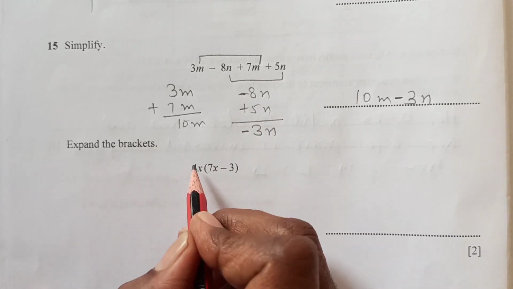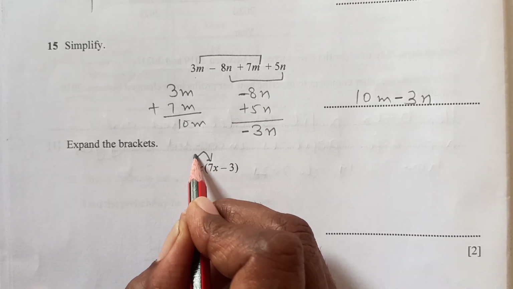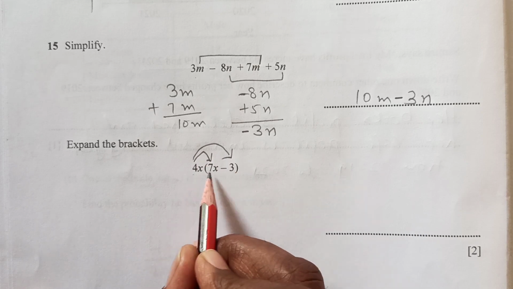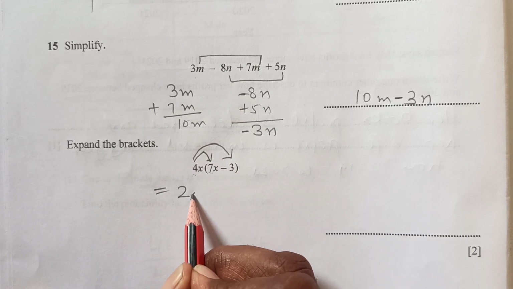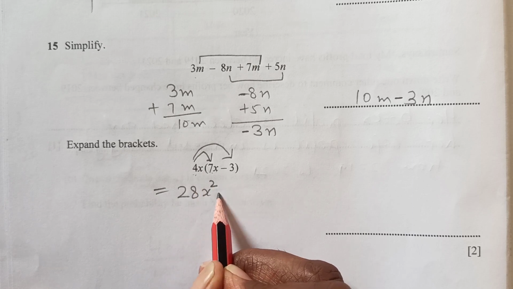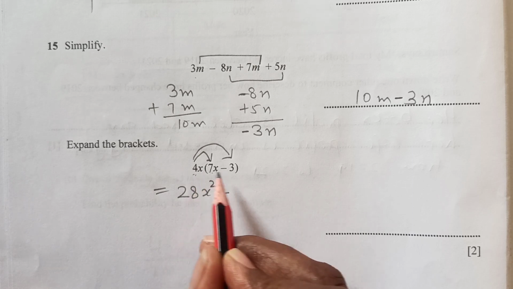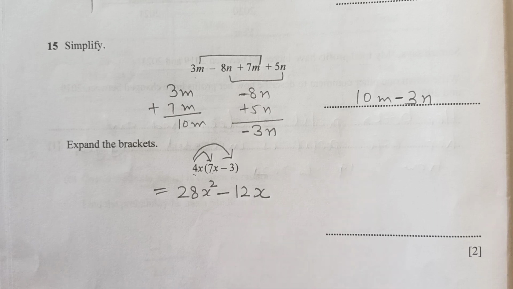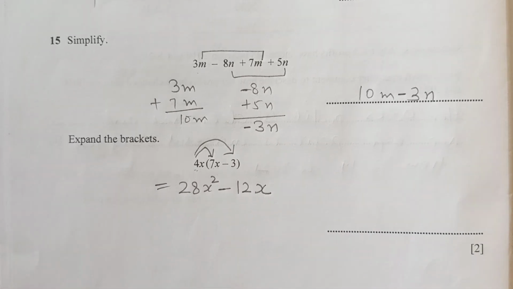Now expand the bracket. We are going to multiply this 4x to both terms. First of all, 4 times 7 is 28. Then x times x is x squared. Then there is a negative sign. Then 4 times 3 is 12x, right?